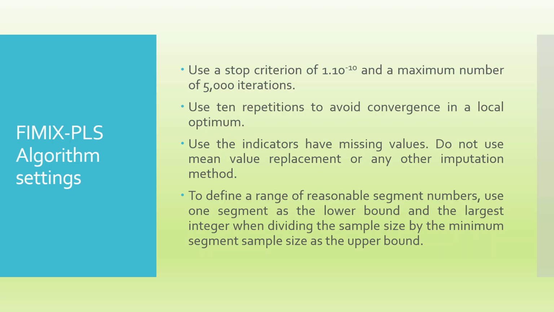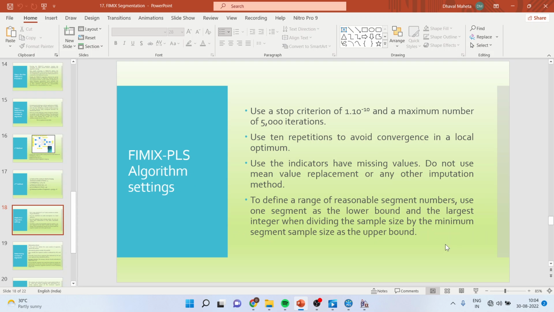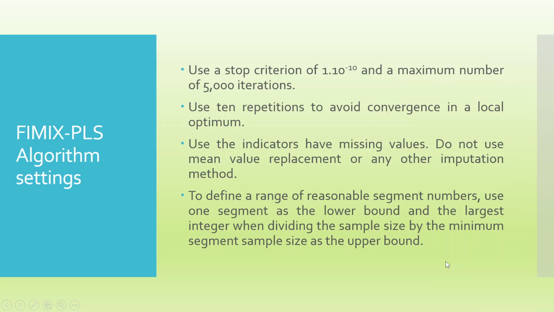Now, there are some algorithm settings which we will have to see while running the FIMIX. Ensure a stop criterion of 10 raised to minus 10 and a maximum of 5,000 iterations so that the segmentation can converge. That's the reason we are keeping such high iterations. Use 10 repetitions to avoid convergence in a local optimum. If you keep fewer repetitions, you may get a local optimum. So to avoid it, we keep more repetitions.